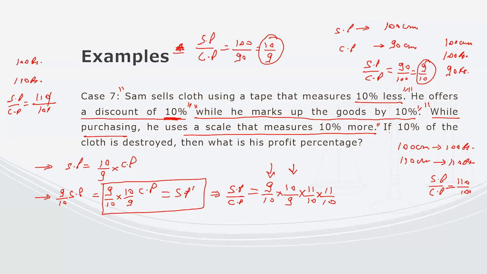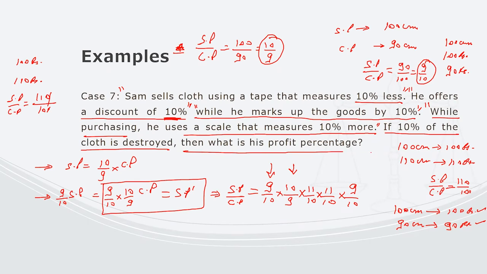Look at the next transaction. If 10% of the cloth is destroyed, so what is now happening? His cost was 100 centimeters, 100 rupees, but 10% of the cloth is destroyed. So it is now 90 centimeters only, and it is going to be sold at 90 rupees. So he will now generate a loss. What will be the ratio of selling price by cost price in this case? It's going to be 90 divided by 100. So that will be 9 by 10. So I will simply multiply it by 9 by 10.